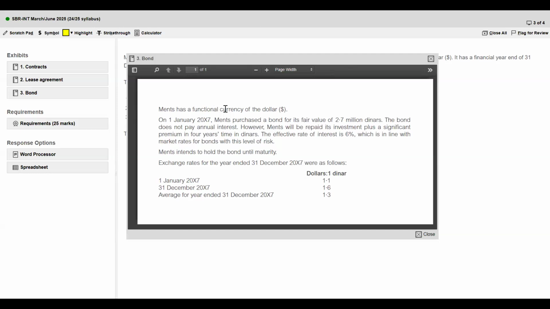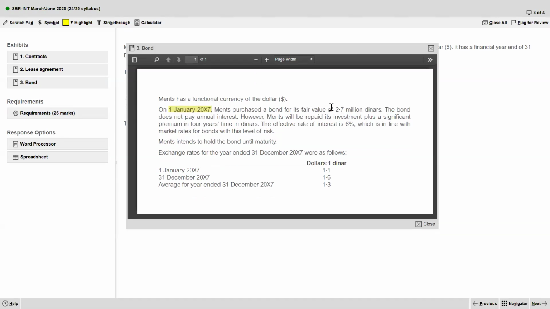Okay, let's see. It says Ment has a functional currency of dollars. On 1st January X7, Ment purchased a bond for its fair value of 2.7 million dinars. The bond does not pay annual interest. However, Ment will be repaid its investment plus a significant premium in 4 years' time in dinars. The effective interest rate is 6%, which is in line with the market rate for a bond with this level of risk. Ment intends to hold the bond until maturity. Exchange rates for the year ended 31st December X7 were as follows. Now, what do we have to do?